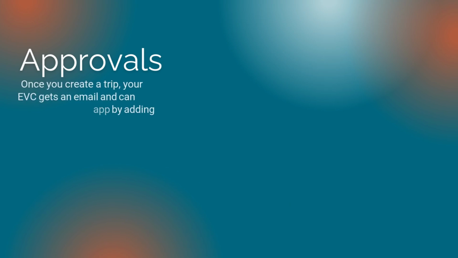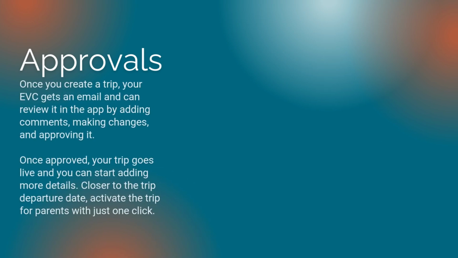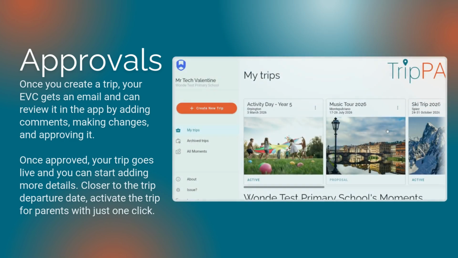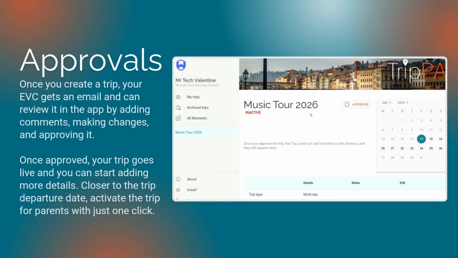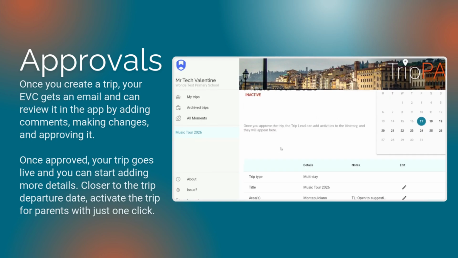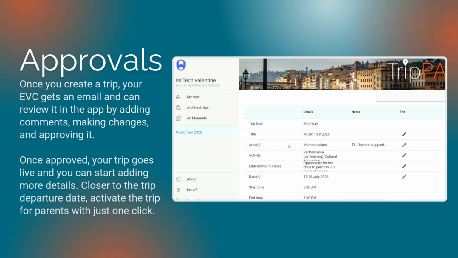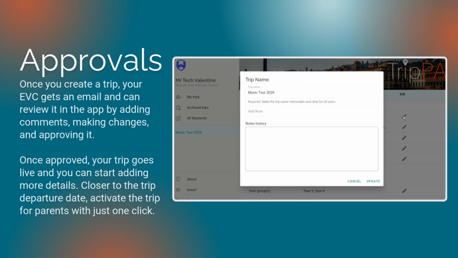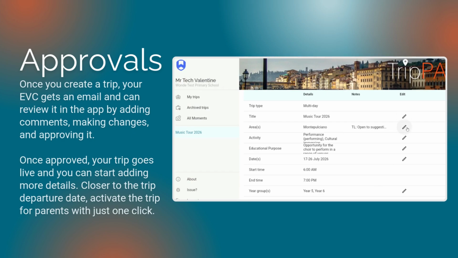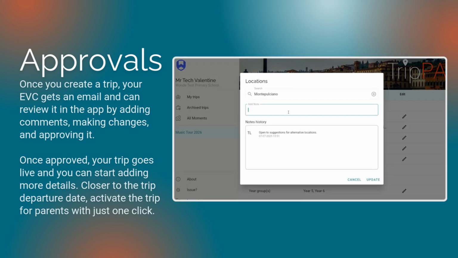At this point, your EVC will receive an email and gain access to the proposed trip. Clicking on the trip in the My Trips page will allow both EVC and trip lead to view the key details. Information can be updated by using the edit buttons on the right-hand side. The EVC can make comments here as necessary. Anything added at this stage will trigger an email notification to the trip lead.